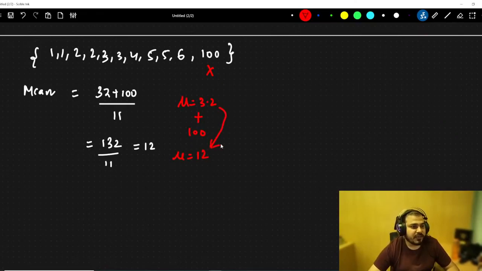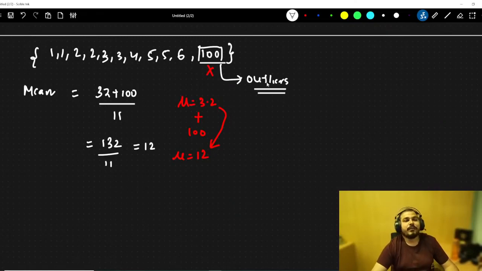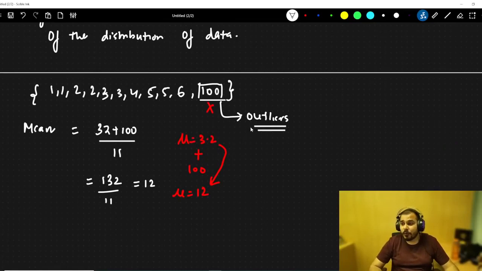Now here you can see that there is a huge movement of the mean. There is a huge difference with respect to this mean. And why is it happening? Because of this number. We consider this number an outlier. Outliers really have an adverse impact on the entire distribution. That is the reason why we should be very careful with outliers.